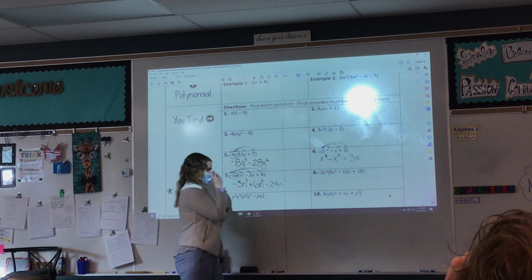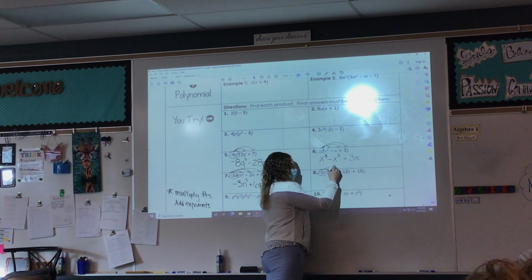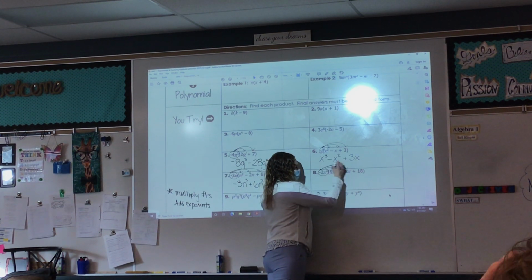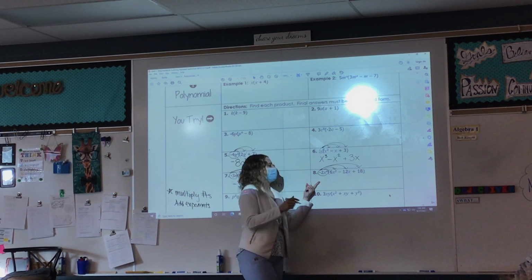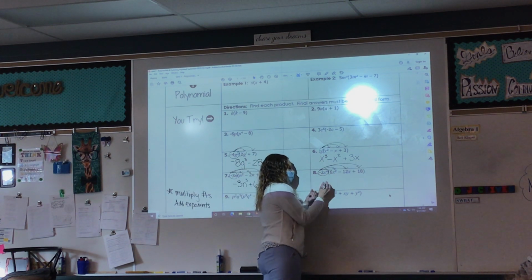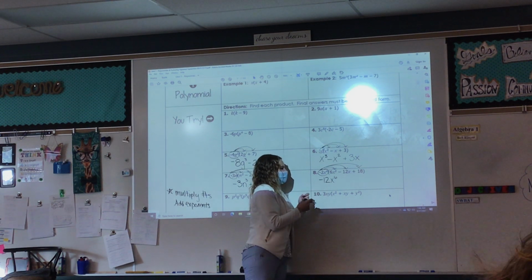All right, let's look at number 8. Here's our monomial. We're distributing all 3. Let's see what we got. Multiply your numbers, add your exponents. Negative 2 times 6 is negative 12. I have x to the 4th times x squared. When the base is the same and you multiply across, you add your exponents.